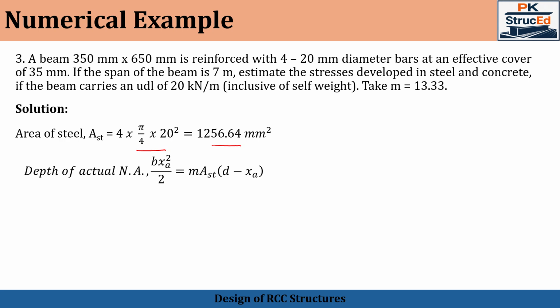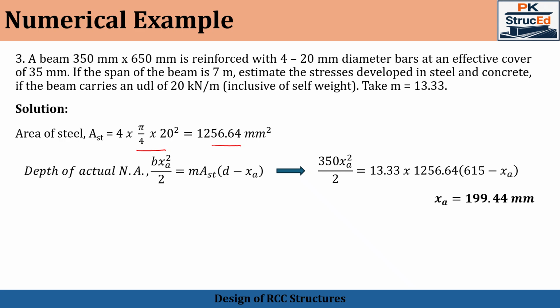So substituting the values, the width of the beam has been given as 350, the modular ratio has been given as 13.33, the area of the steel is calculated as 1256.64, and the effective depth, calculated by deducting the effective cover from the overall depth of 650 mm, is 615. So solving this equation, we get the actual depth of neutral axis as 199.44 mm.